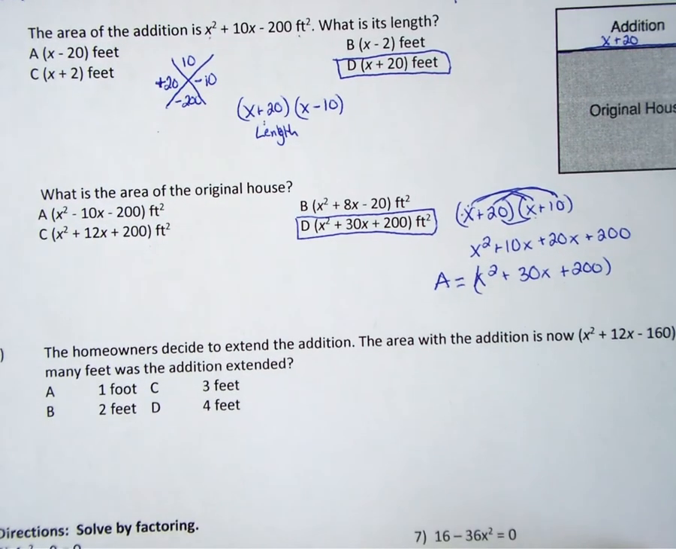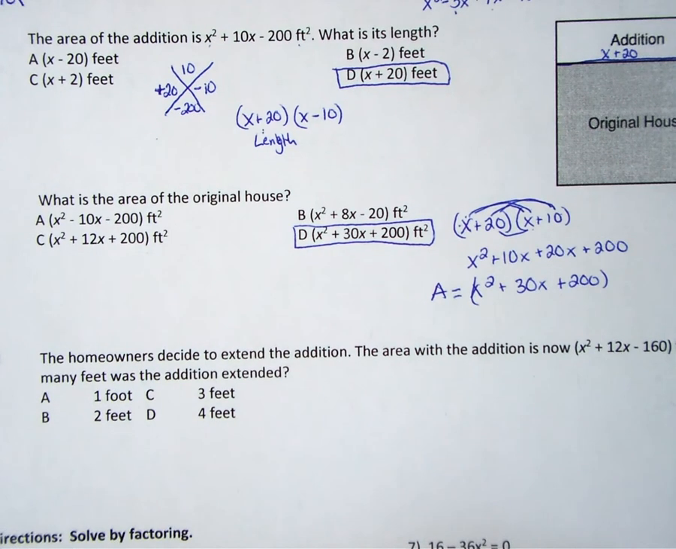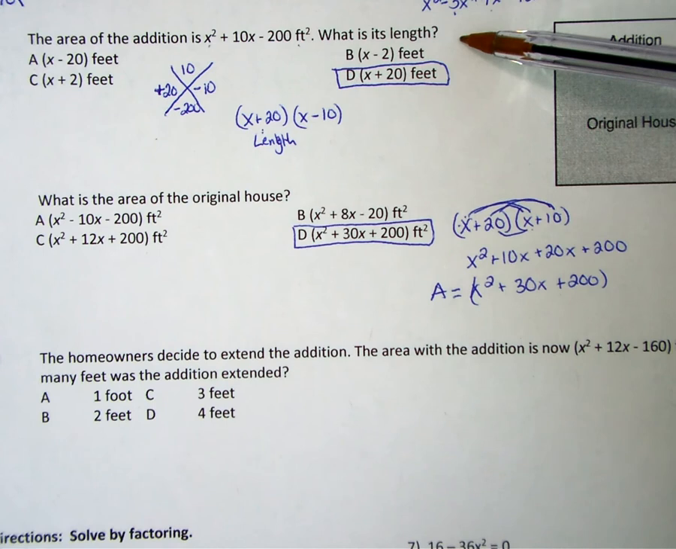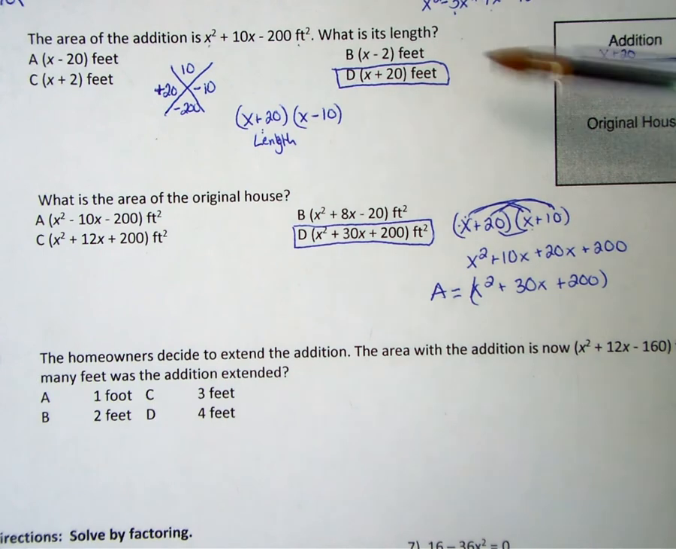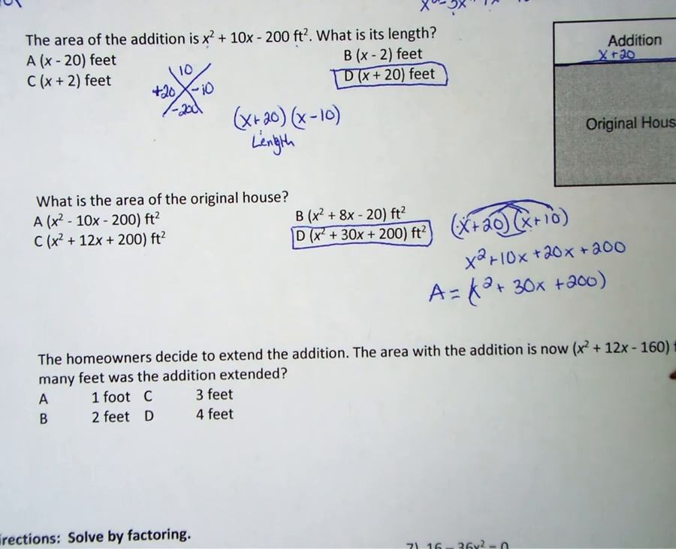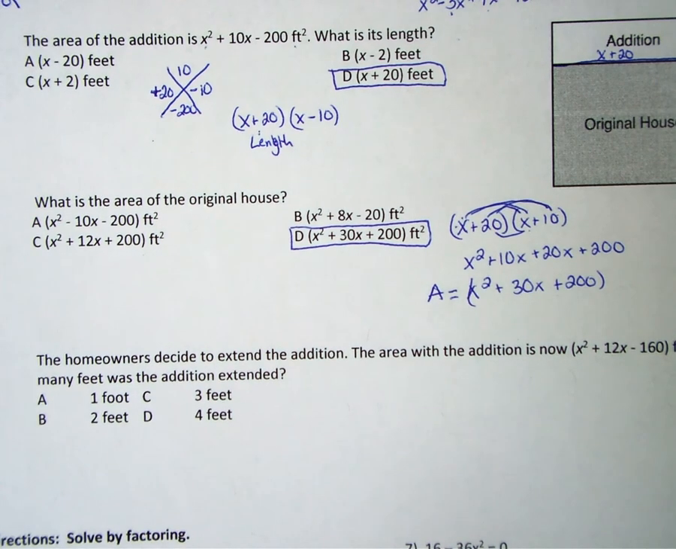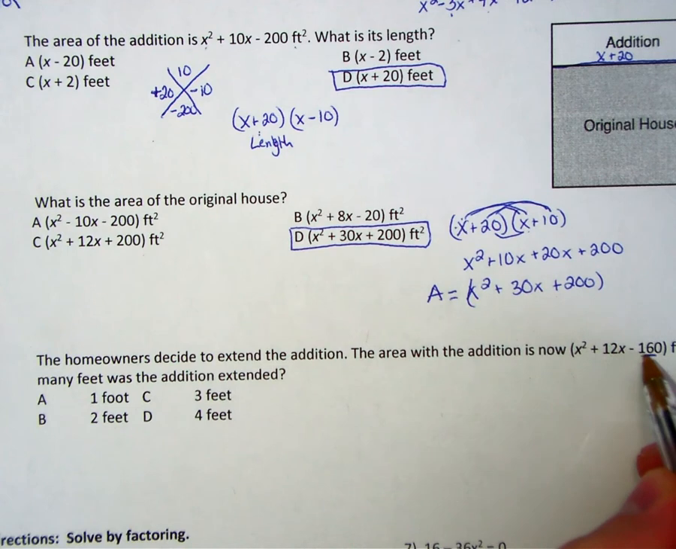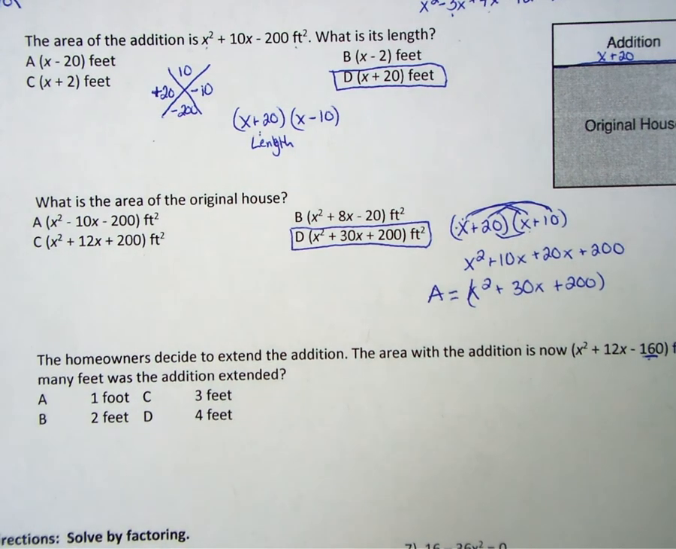The homeowner decides to extend the addition. The area with the addition is now x squared plus 12x minus 160. By how many feet was the addition extended? All right. So we're looking for the difference between one addition area in a previous problem and a new addition area and a former addition area in the current problem. We can tell that this one was the former because our C value is 160, which means our factors are going to be smaller.